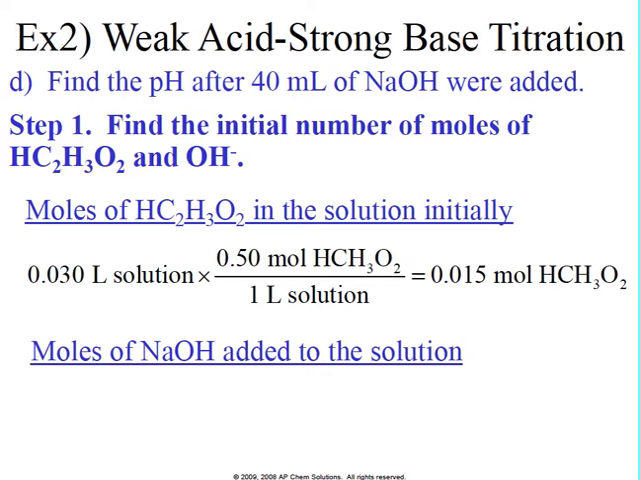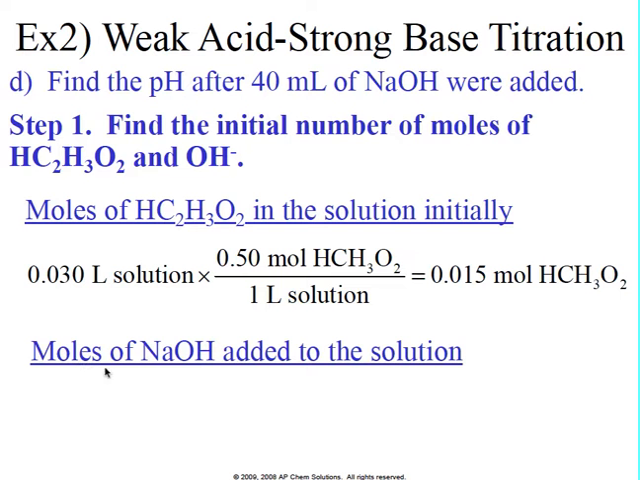are added. So again, the first step, we're going to find the initial moles of the acetic acid and the OH. So again, the moles of acetic acid is 0.03 liters, that's what's given, times the 0.5 molarity. Right? So multiply by 0.5 molarity is equal to 0.015 moles. That's how many moles of acetic acid we have.